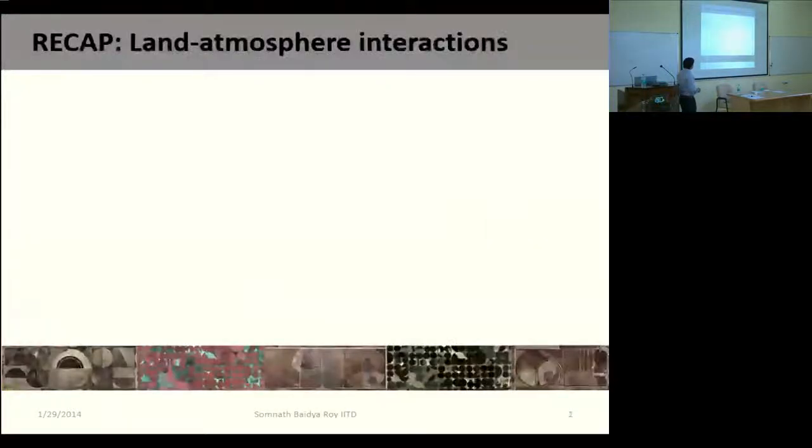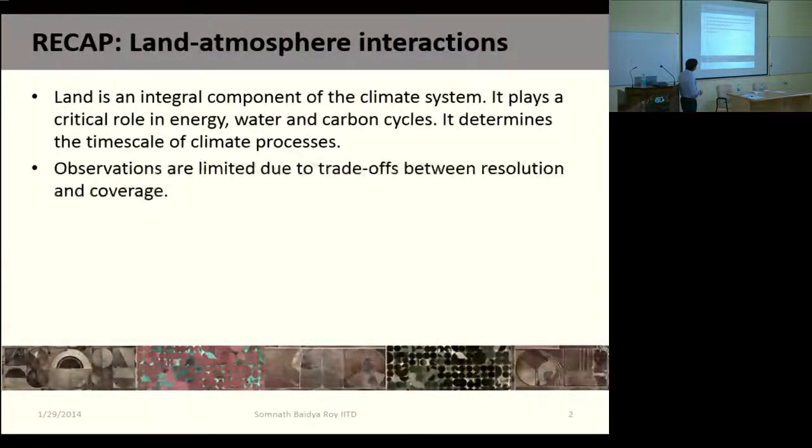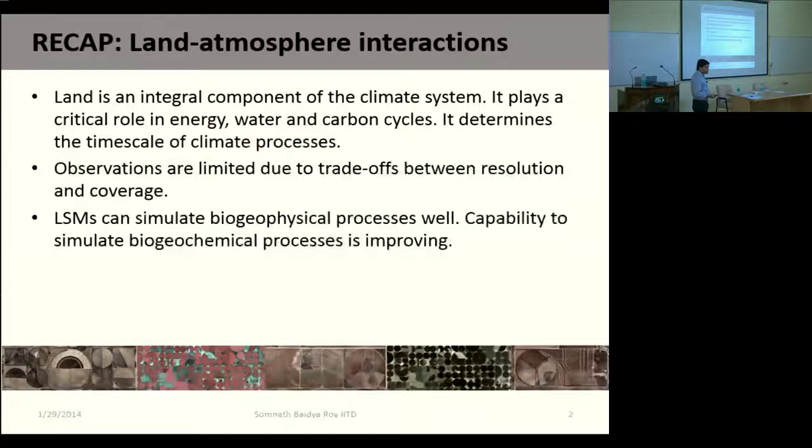So, a quick recap. We saw that the climate system needs land for efficient function, mainly through its role in the energy, water, and carbon cycles, and for soil moisture memory. Observations are limited. We are building land surface models and we are improving, but there is a lot that needs to be done.